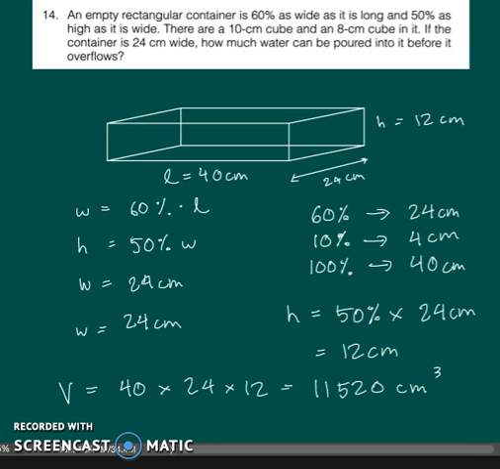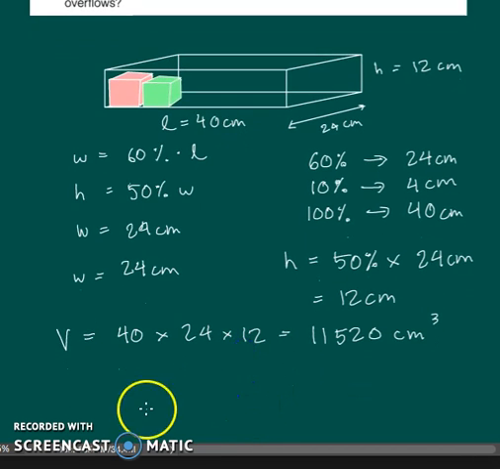However, there are 2 cubes inside the container already. One is 10 centimeters on each side, and the other is 8 centimeters on each side. So we have to consider the volumes of those 2 cubes before we start pouring water into this container. Now, the volume of a cube is simple. We just multiply the same thing 3 times.